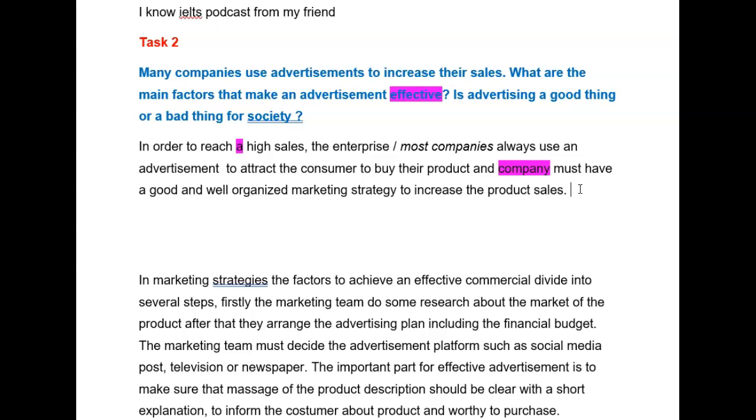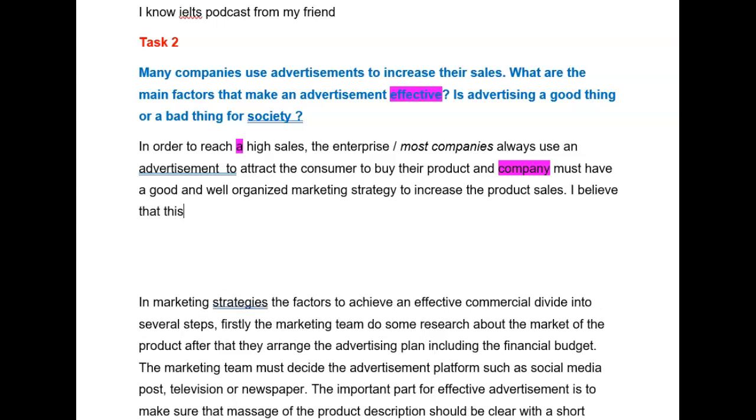Okay. You need to start connecting this back to the question. So, good and effective, that's fine. I believe, so we want your opinion in this essay, that this development, so I'm not going to use the word, is it a good or bad thing? This development is usually beneficial, as campaigns can inform as well as sell. So we can learn about things. It's not just about selling, is it?